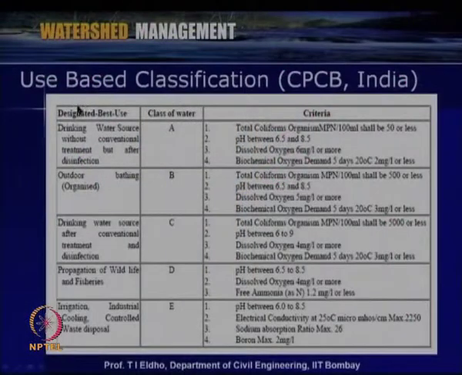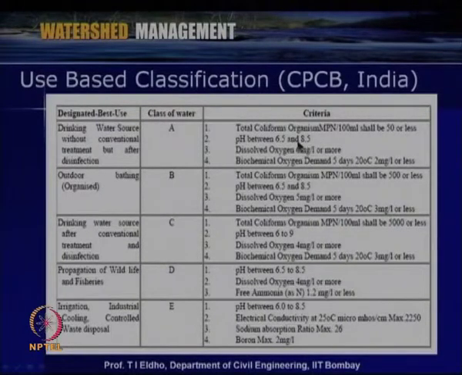So we will be keeping those norms, and that is the designated best use as far as the water in the reservoir is concerned. As we discussed earlier, according to the Central Pollution Control Board, Government of India, various classifications have been done based upon the use. This we have already discussed earlier. Accordingly, 5 classes of water we can define: A, B, C, D, E. The designated best use, for example drinking water source, is class A. The criteria can be the total coliform organisms, which should be 50 or less per 100 ml.